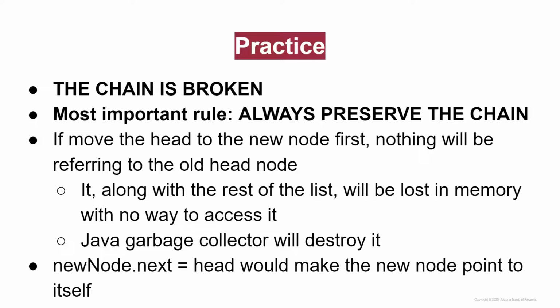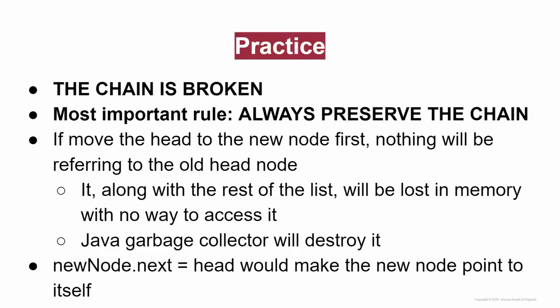If all of a sudden we switch that head reference to a different node, then that node lost all of its connection to any kind of reference. So it's kind of cast off into the oblivion of computer memory, and it's going to be destroyed by Java's garbage collector. And since it used to be the head node, that's not good, because then the rest of the linked list is going to disappear as well.